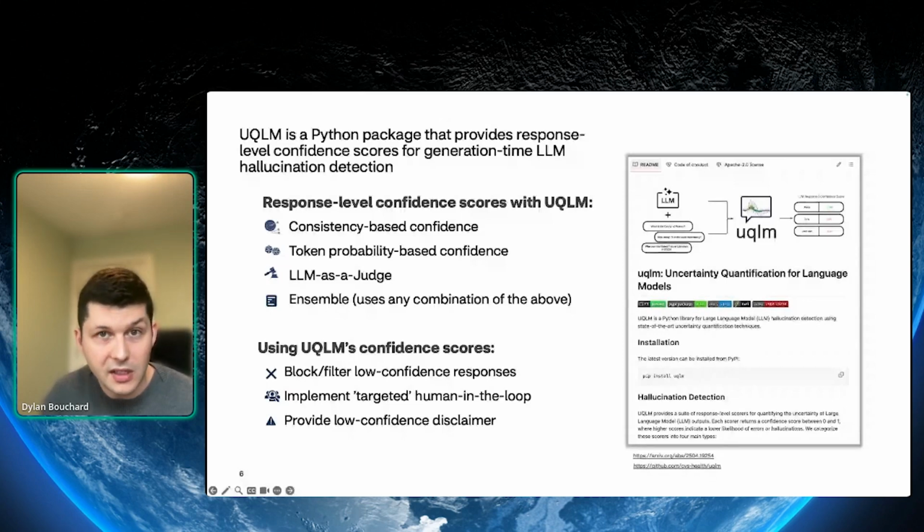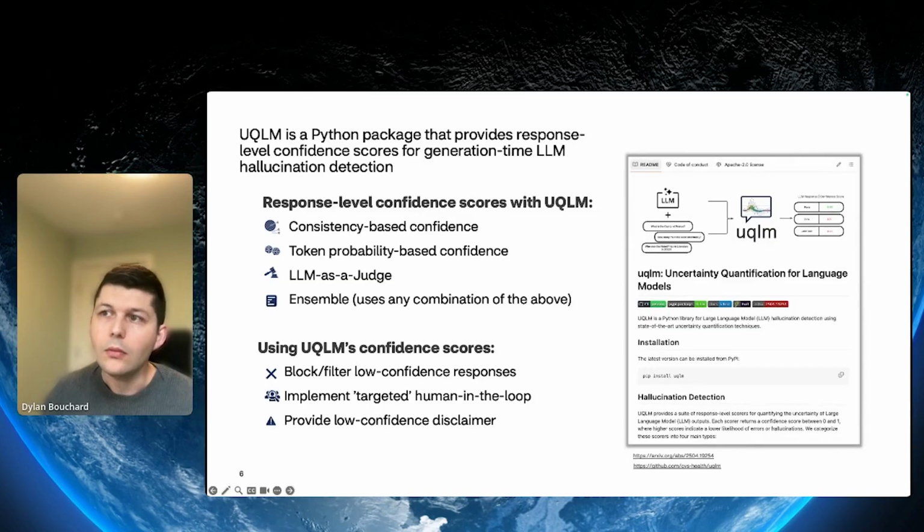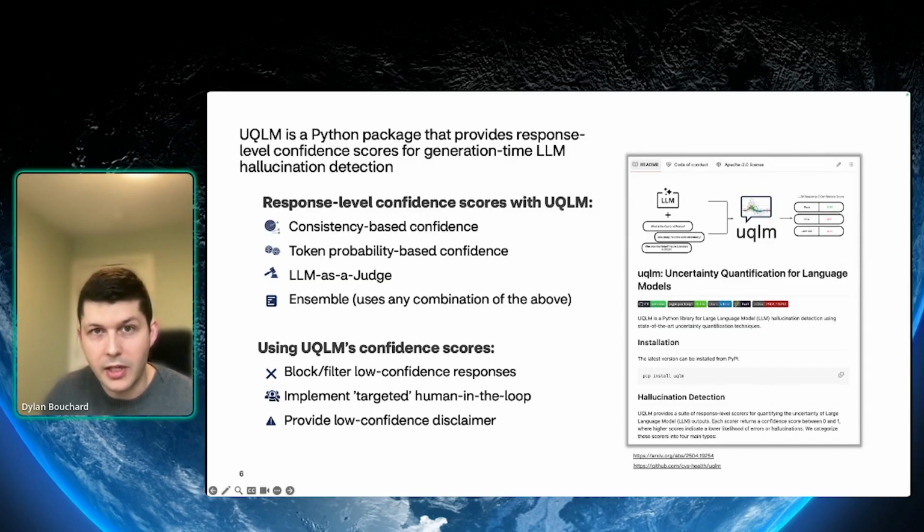We have consistency-based confidence. The idea here is to take advantage of the fact that LLMs are not deterministic. We generate multiple responses to the same prompt, and we measure the semantic consistency of those responses as a way to measure confidence. Token probability-based confidence just takes the token probabilities from the response's metadata and then does some statistical calculations on those. LLM as a judge is just using another LLM to evaluate the correctness of a response.